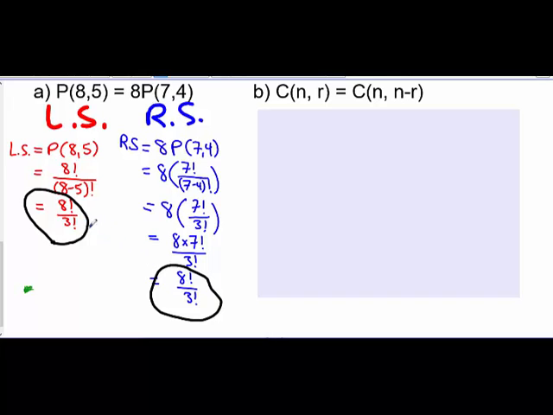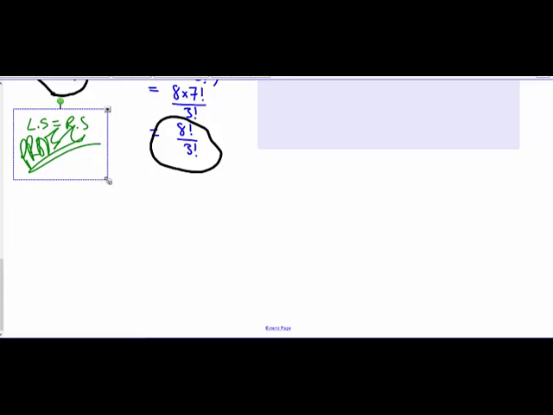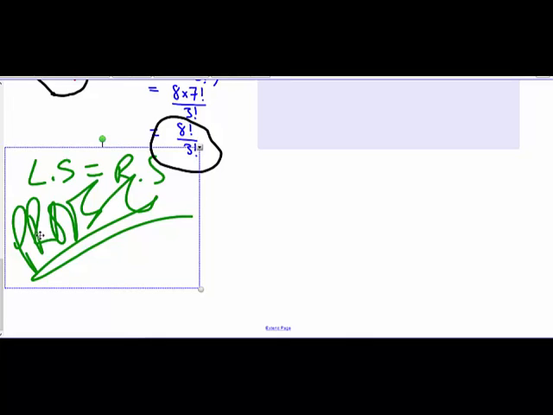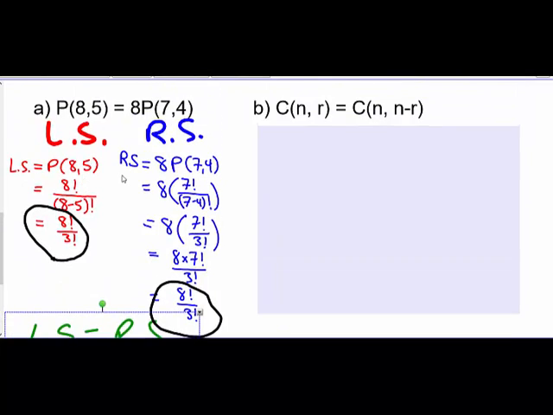Because I can clearly see that I have the exact same expression on both sides, I can therefore state that because my left side is equal to my right side, I have therefore proven, and that's what that word is, it's proven, that's my signature saying proven, that these two sides are equal.